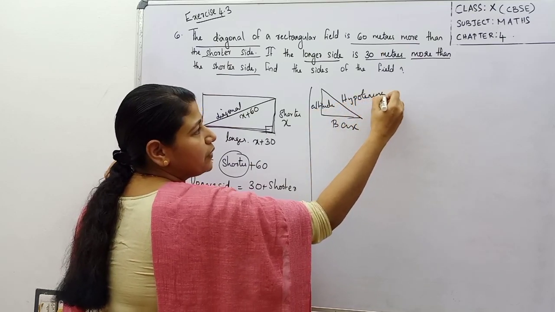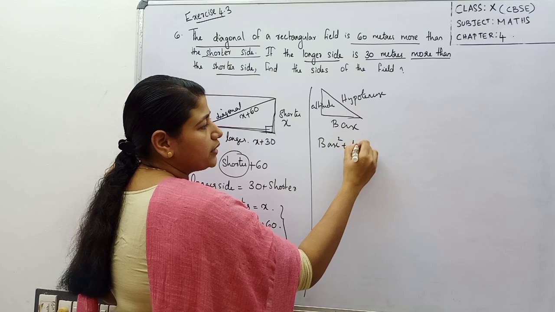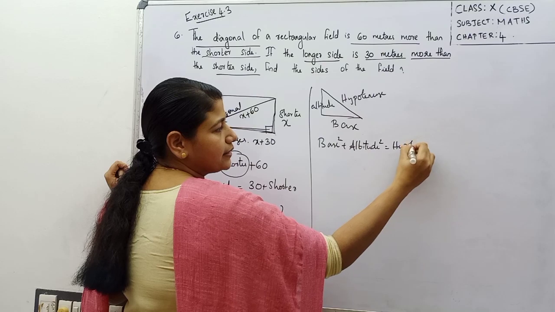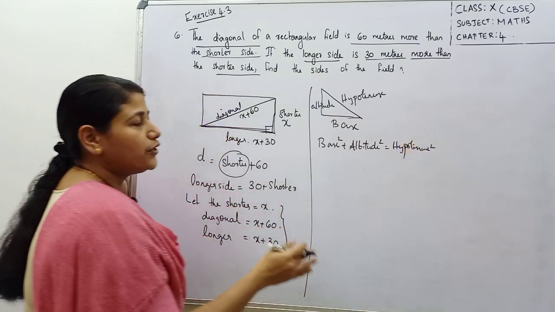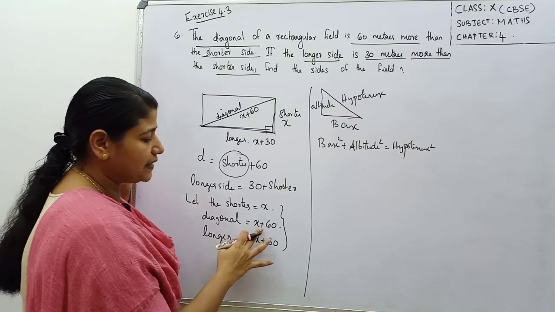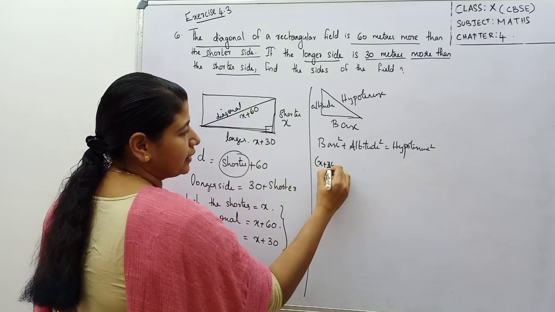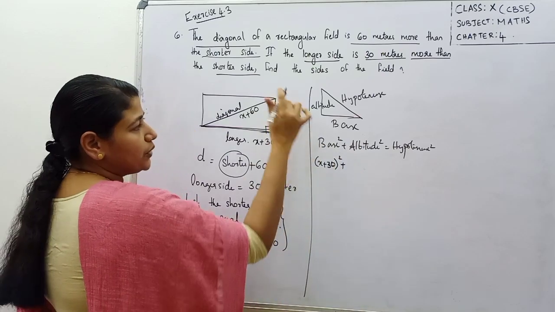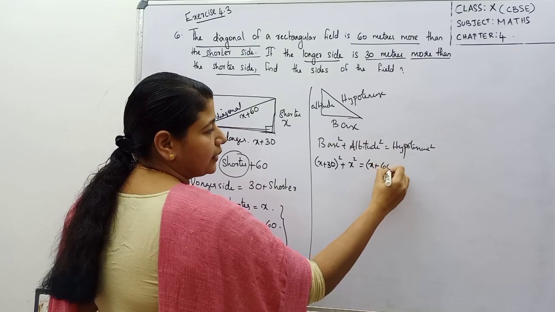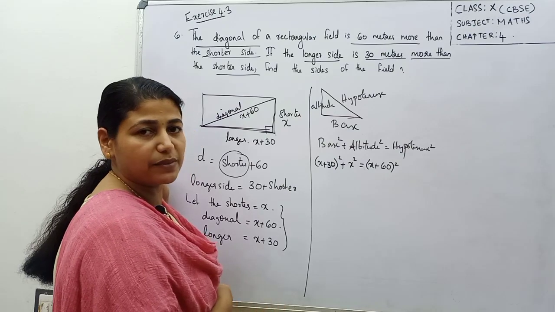We have already studied in your smaller classes that base square plus altitude square equals hypotenuse square, isn't it? So in this equation we can use x plus 60 and x plus 30. Here our base is x plus 30, so (x plus 30) whole square plus altitude x square equals hypotenuse (x plus 60) whole square, isn't it? Now we have to expand using (a plus b) whole square.